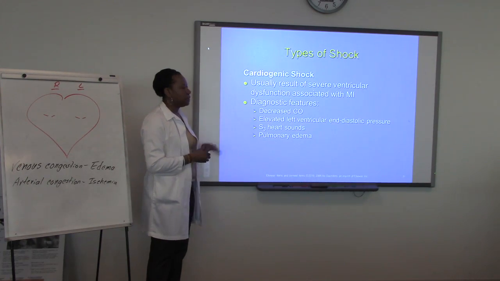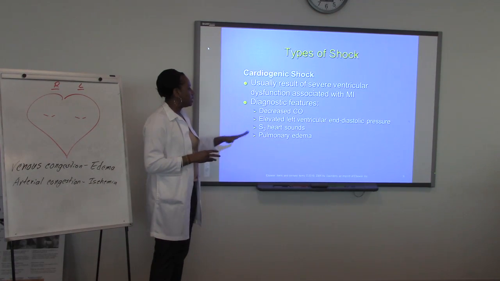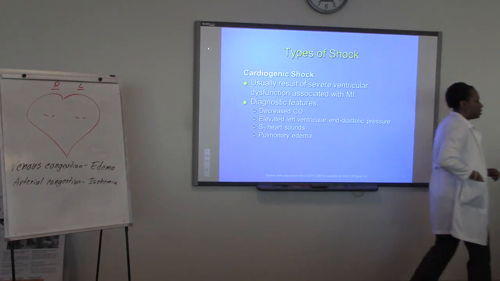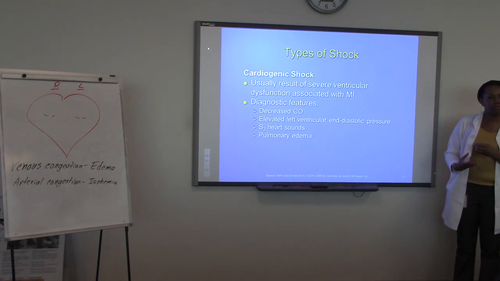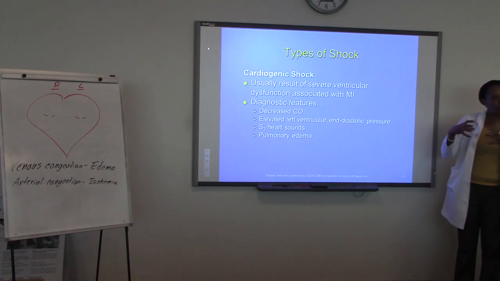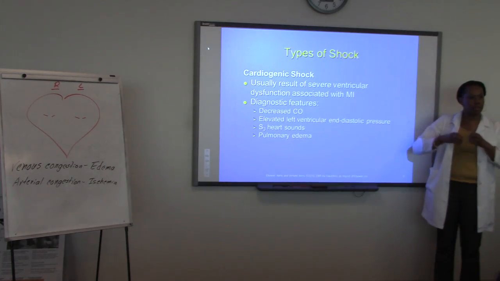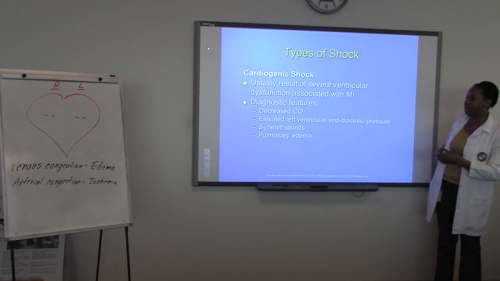So diagnostic features, we already know that yes, they would have a decreased cardiac output. They could have elevated left ventricular end-diastolic pressure. So when the blood that's trying to leave the left ventricle cannot leave, there's going to be a higher pressure. Understand that the heart cannot contract and push out the blood that it normally would, so there's going to be more pressure in that ventricle.